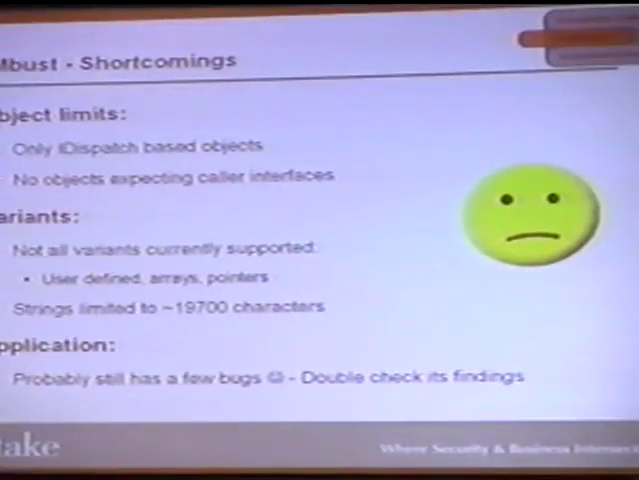Variants. I mentioned earlier the pointer issue. There are other variants that I have not yet implemented. User-defined variants: there's just nothing I can do there at this point, maybe in the future a format to express structures. Arrays are another limit that I have not implemented support for, arrays of strings, arrays of objects, etc.